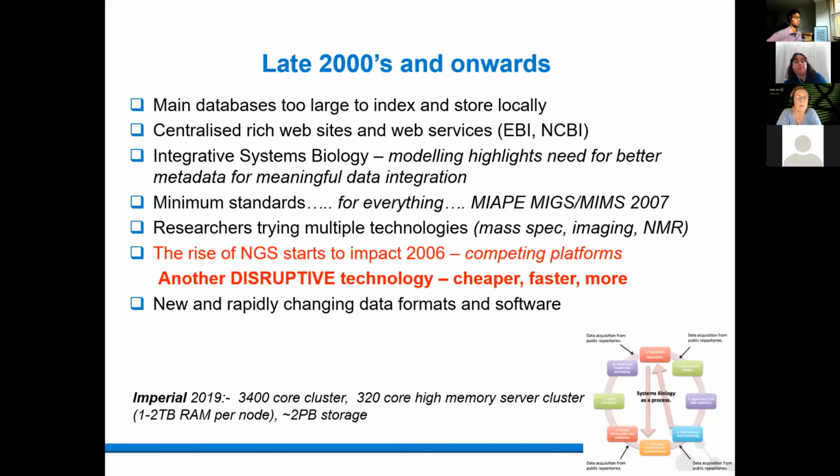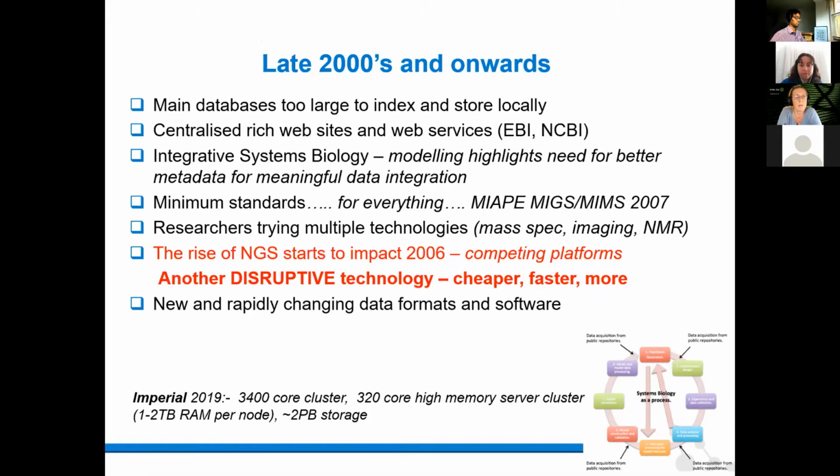This is the era of the rise of systems biology, and this taught us some very important lessons. If you want to do proper data integration across different data types and you want to model, this really highlights the need for very good metadata. Otherwise, you can't do meaningful data integration. And this led to the proliferation of many, many new minimum standards. All of those lovely minimum standards that you had to be very familiar with if you were going to submit your data to any public repositories.